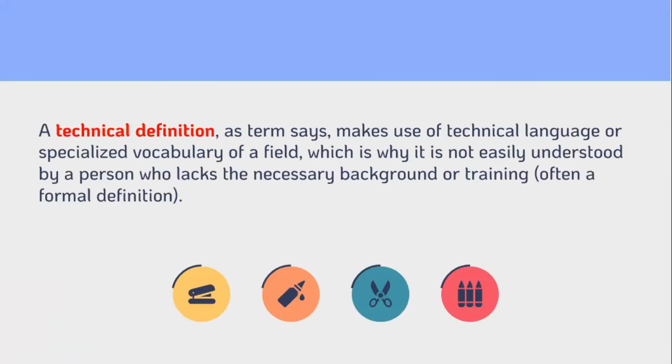Next is technical definition. A technical definition, as the term says, makes use of technical language or specialized vocabulary of a field, which is why it is not easily understood by a person who lacks the necessary background or training, often a formal definition. So technical definition can also be formal definition. What makes it different is the use of jargon and highfalutin words which are not normally used in dictionaries. These terms are usually used in a specific field or discipline.